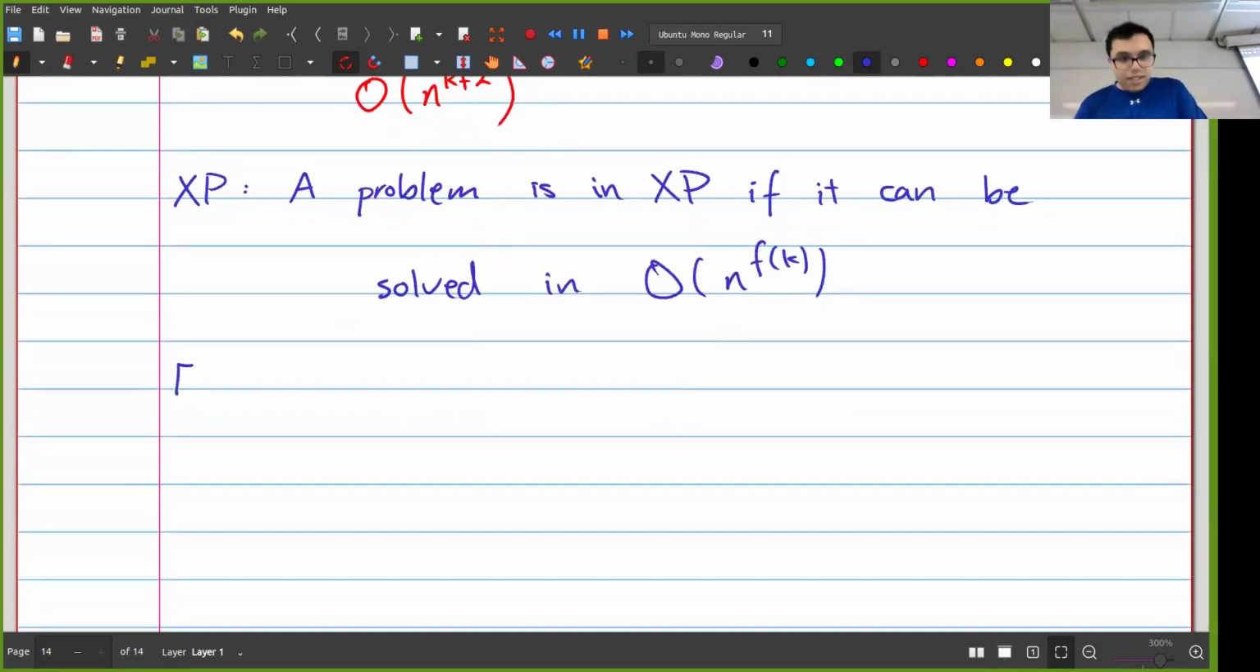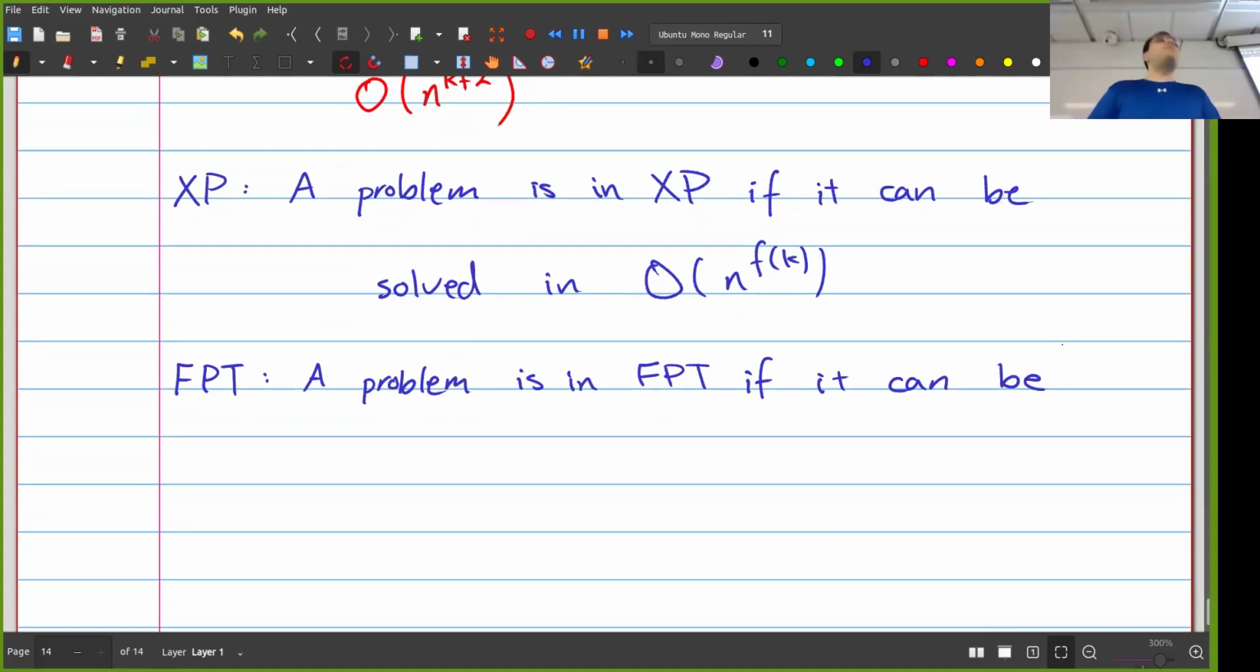This is what we call FPT. FPT stands for fixed parameter tractable. So a problem is in FPT if it can be solved in this kind of runtime. And by the way, when I say it can be solved, I mean that there exists a Turing machine that solves the problem and has this runtime. So if it can be solved in O(n to the power of some constant times some function of k). Okay. And here this c does not depend on n or k.